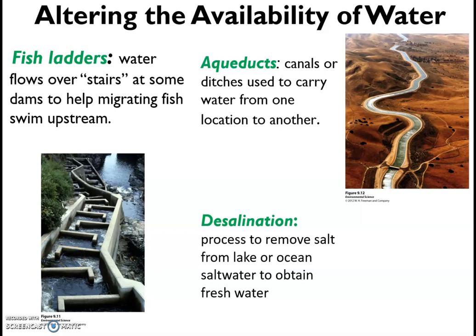And this actually exists on the Cape. They have herring runs that have small dams, and so they've put up these fish ladders to help the herring to migrate.